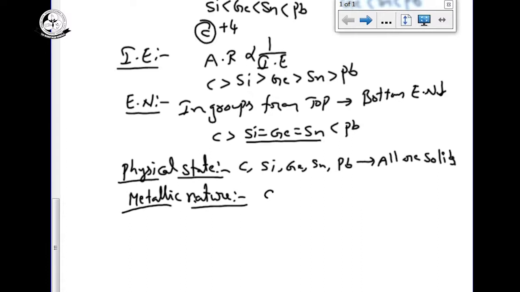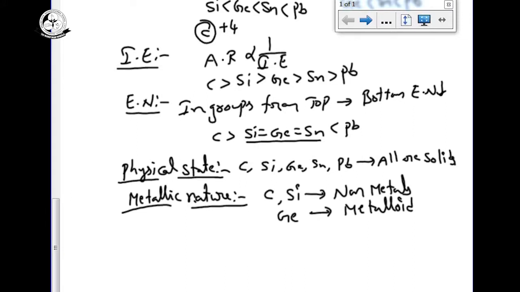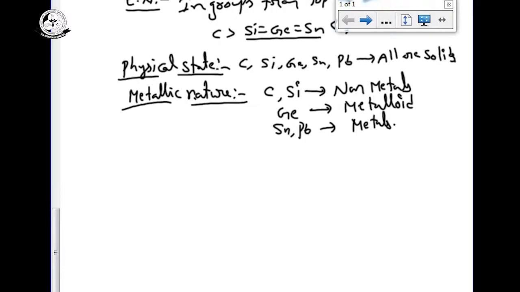Metallic nature. Carbon and silicon, these two we can consider as non-metals. Germanium we can consider as a metalloid. Tin and lead, we know these two are metals. In every group, the starting two elements will be non-metals, the middle of that group we can consider as metalloids, and the end elements we can consider as metals.